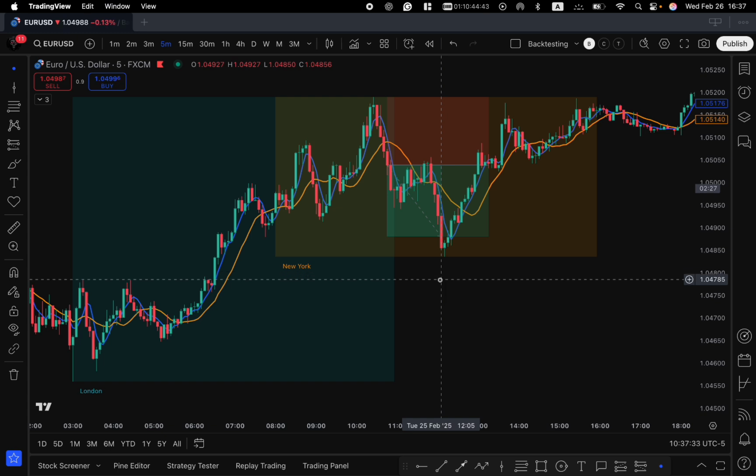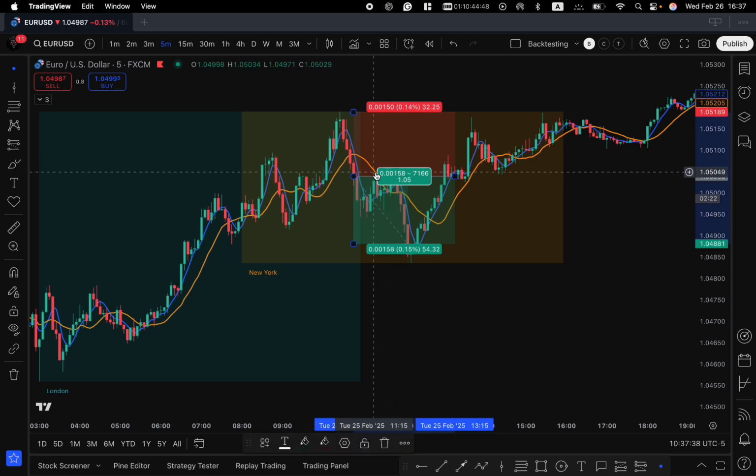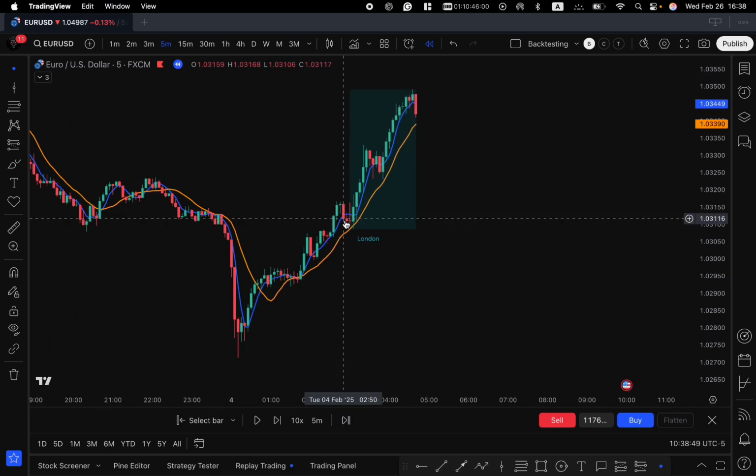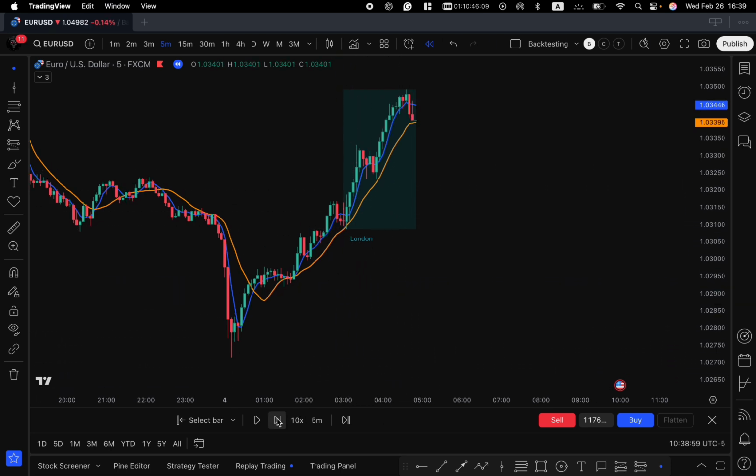Okay, so yeah, this is a one risk-reward ratio trade, and as you can see, we've used only the moving average crossover for the entry and some basic price action concepts for the stop loss and the take profit. All right, this is today's London session. It's actually on the 4th of February. It's in the past, but let's see how the price moves.